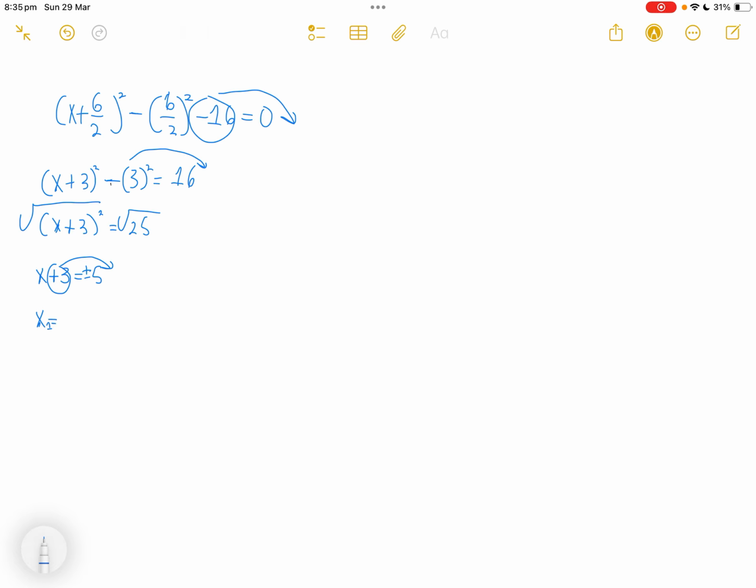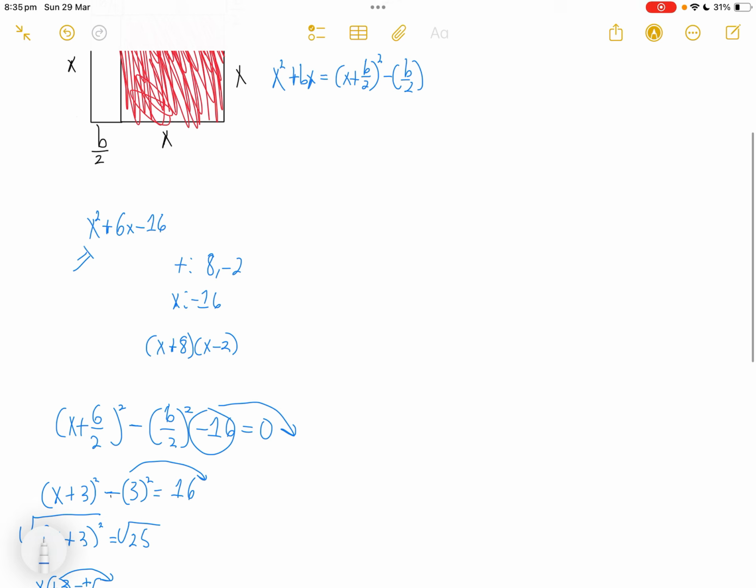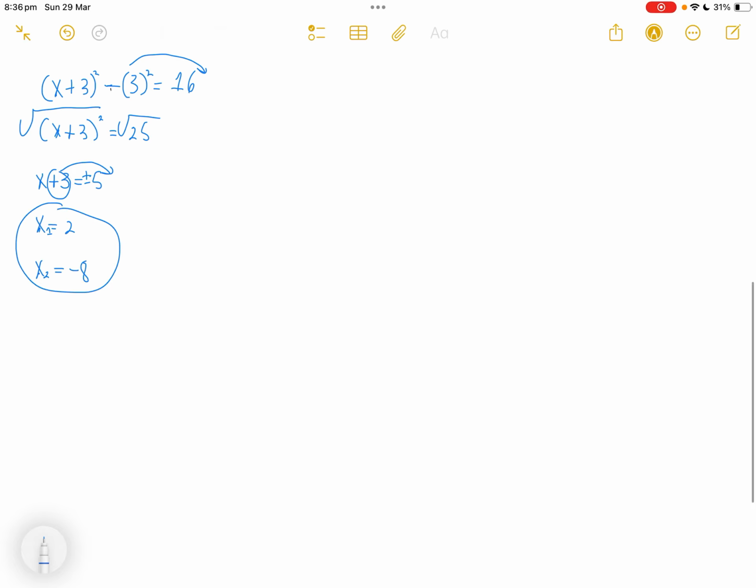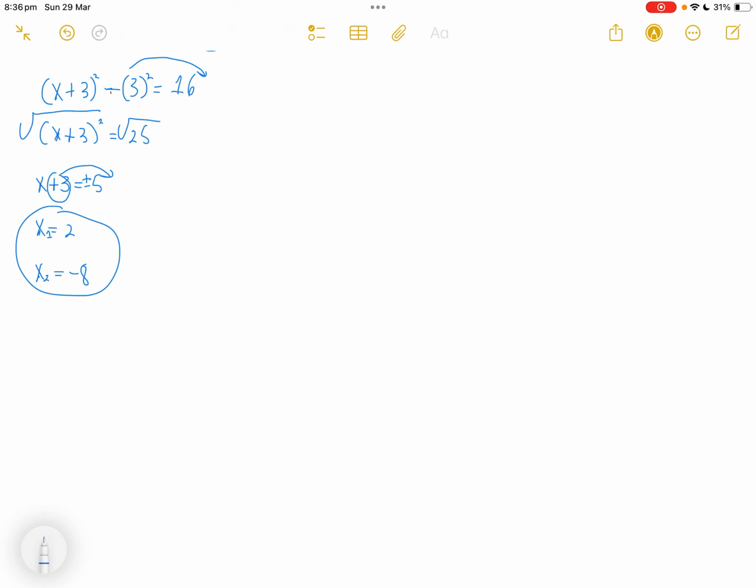So the first root of this equation right here is going to be 2, whereas the other root is going to be 8. Oh, wait, it should be negative. Yeah, I think I might be wrong. Oh, yeah, my apologies. It should be 2, and the other root should be negative 8, and that's your final answer. And ta-da, we have finally completed the square.